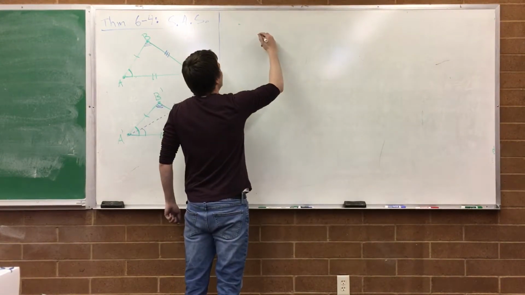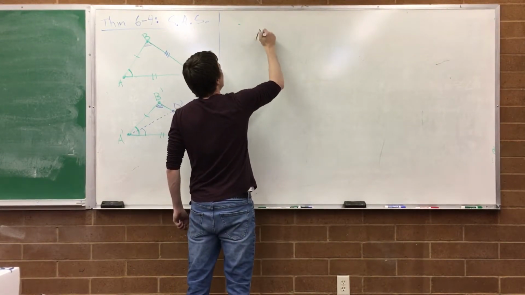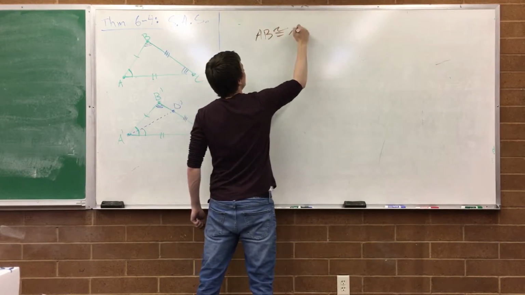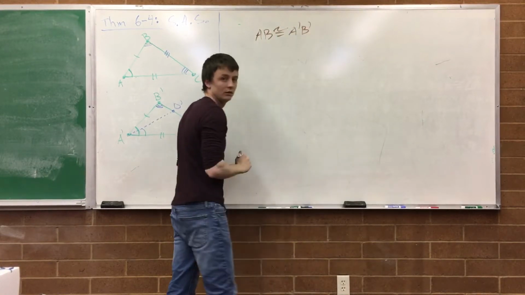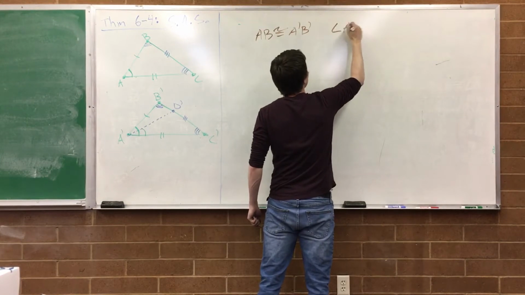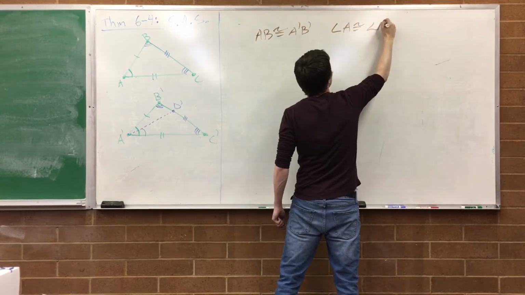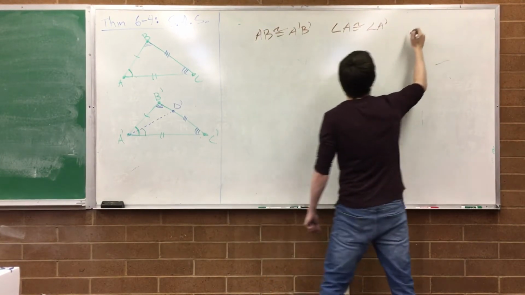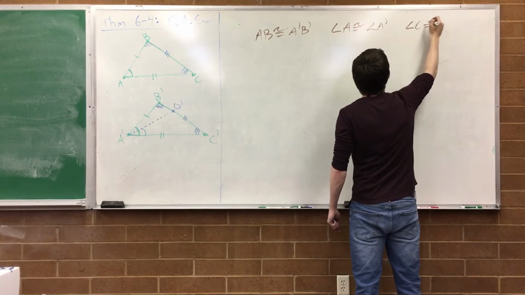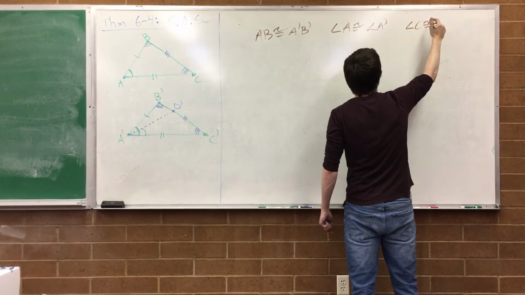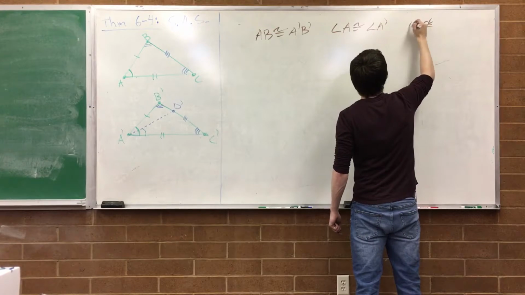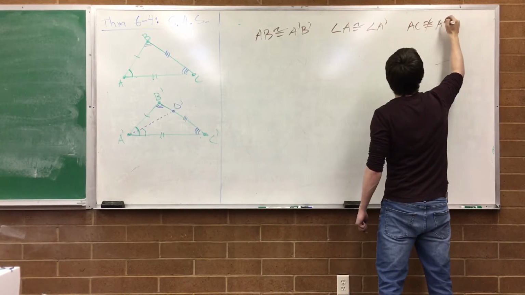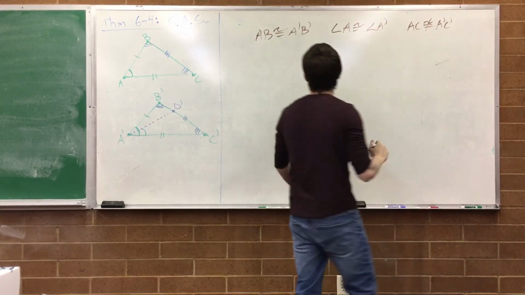So draw figures to show that AB is congruent to A prime B prime, and angle A is congruent to angle A prime, but angle C is not congruent to angle A prime C prime. Or not, AC is not congruent to A prime C prime. No, it's AC.